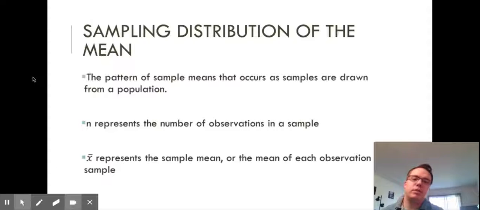So a sampling distribution of the mean is just like any other distribution we've done. Remember, distributions are just tables or graphs that show the pattern of what's happening. So this is a pattern of the means from a population. Lowercase n represents the number of observations in a sample, so the number of times something happened. Remember, capital N represents our population size. X bar represents our sample mean. Remember, X bar means mean, whereas mu is not our sample mean, but our distribution mean. So X bar and mu are slightly different.